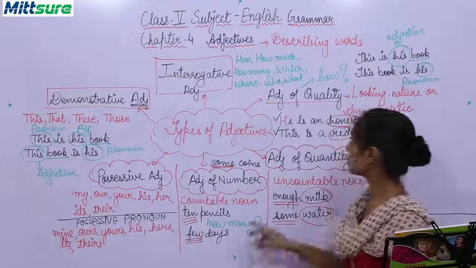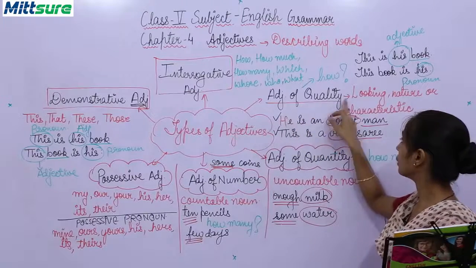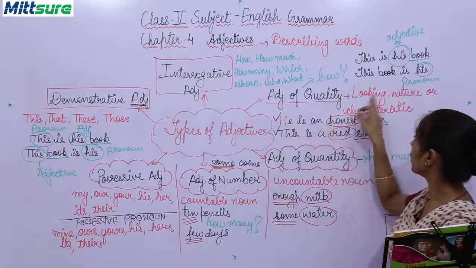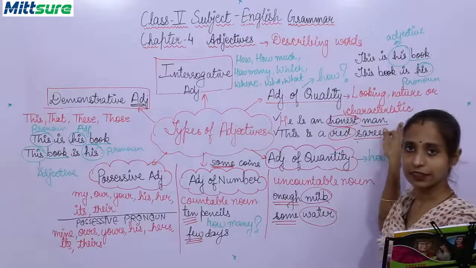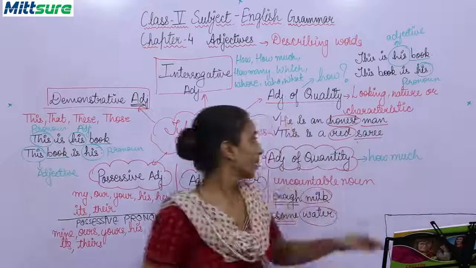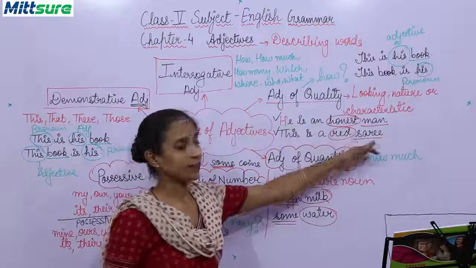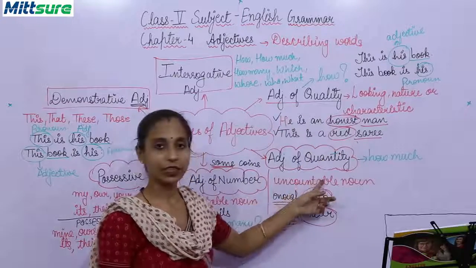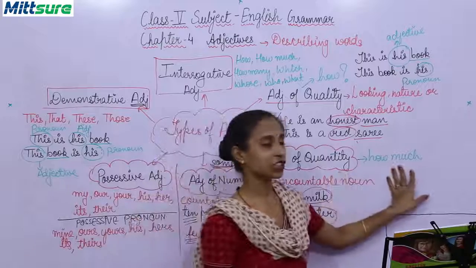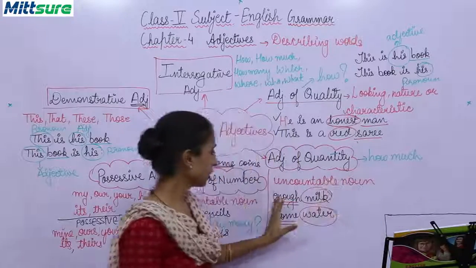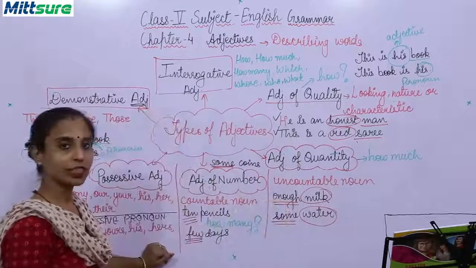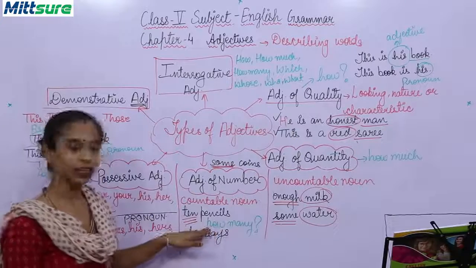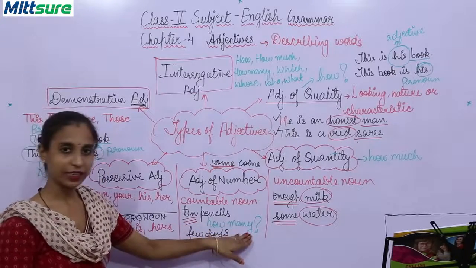The first one was adjective of quality, which tells about the looking, nature or characteristic of a noun. Honest man, red sari. So, these were the qualities. Then adjective of quantity, it always answers the question how much, right? Adjective of number, it always answers the question how many.